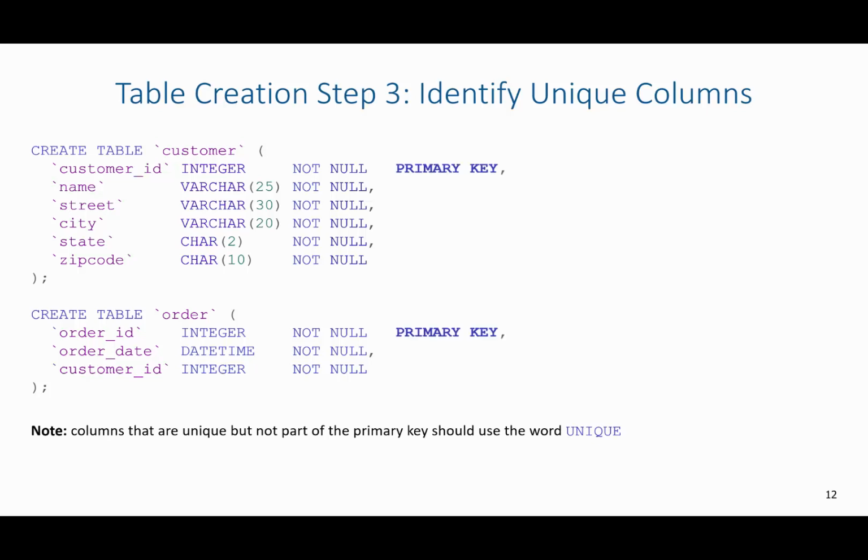So to identify a primary key that is unique, you say primary key. Notice that we have shifted the comma from after the not null to after primary key. Now, if you have any columns in your tables that are not part of the primary key and are still unique, you just add the keyword unique, the same as if you added primary key.